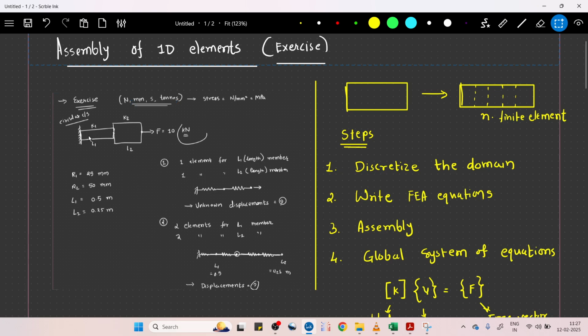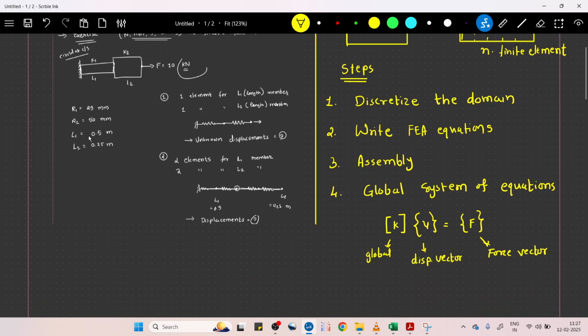The unit system we are going to follow is Newton, mm, tonnes, second. So all the dimensions and all other values we have to convert into consistent units. Here we have shown two problems. I will show you the solution for the second problem, since you can easily solve the first problem.